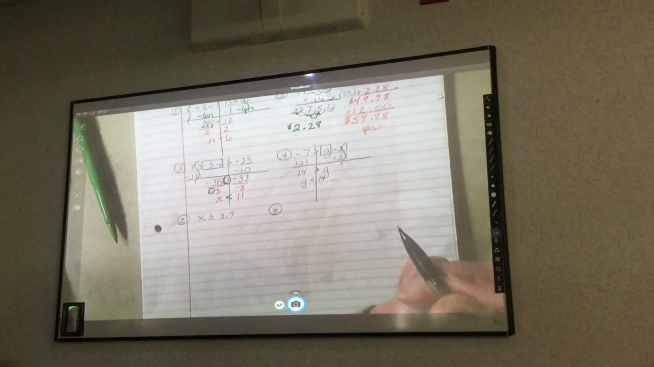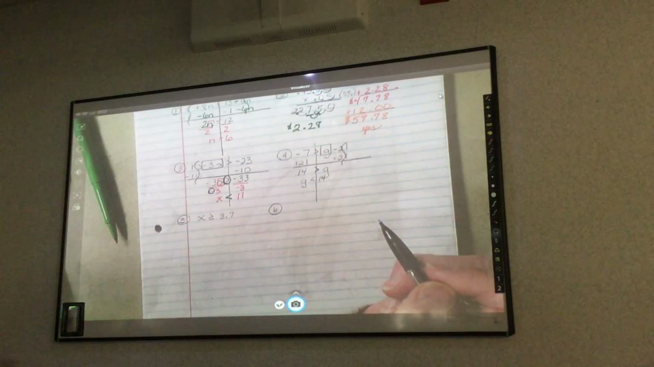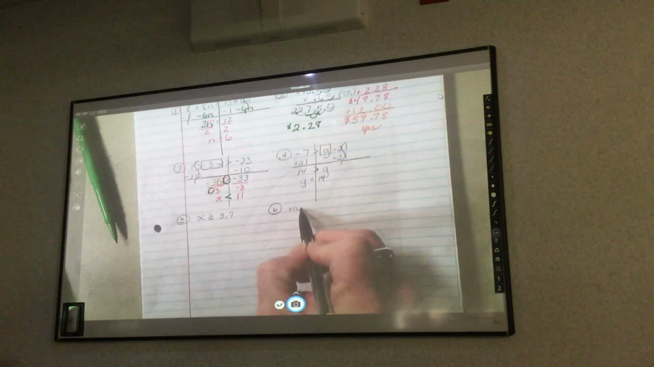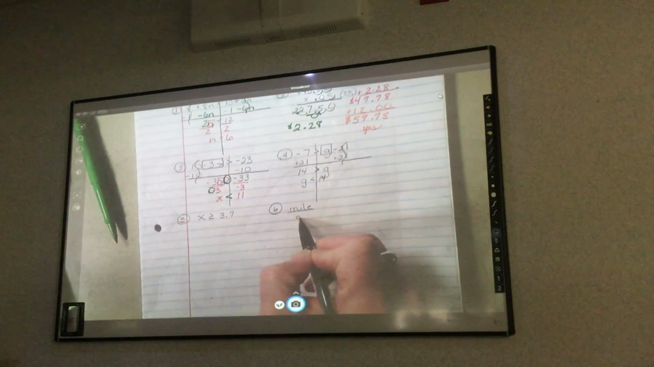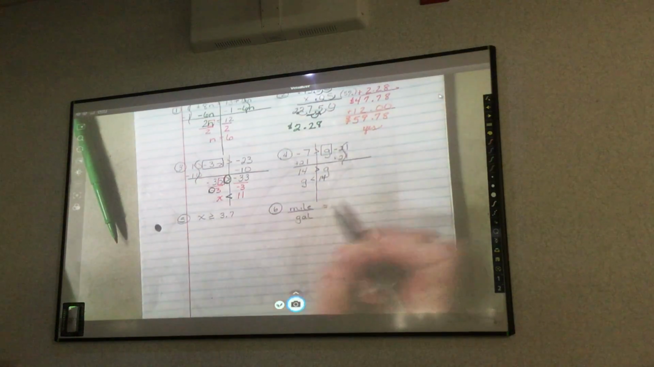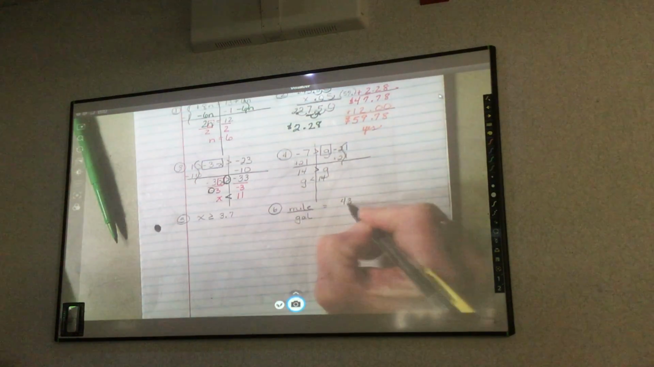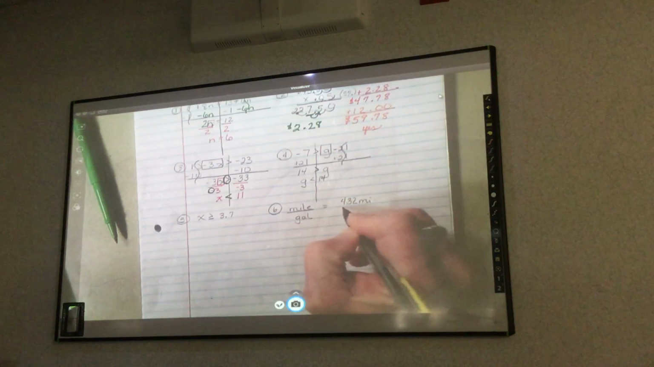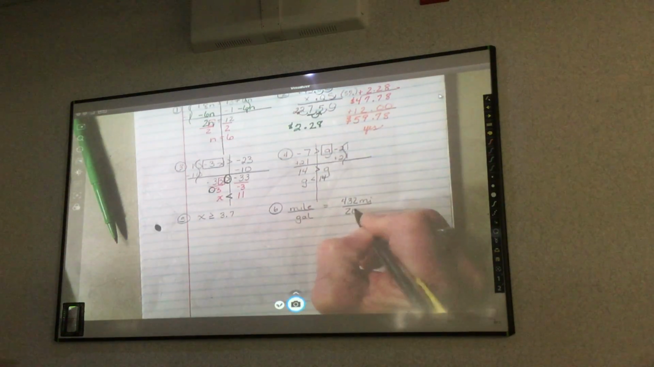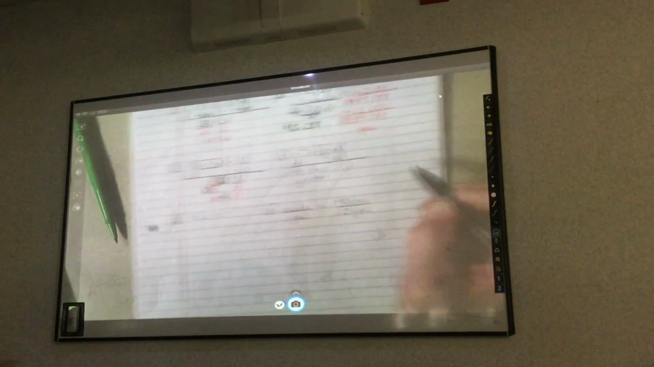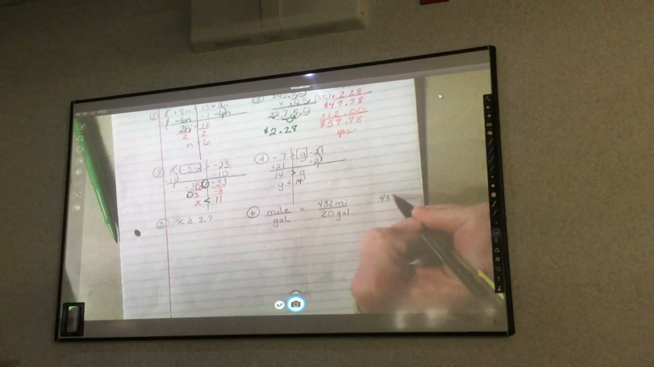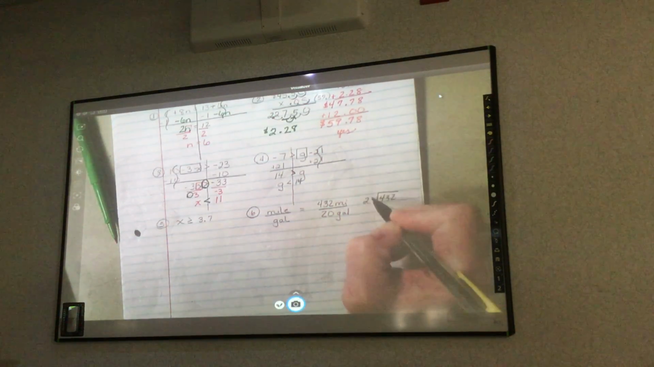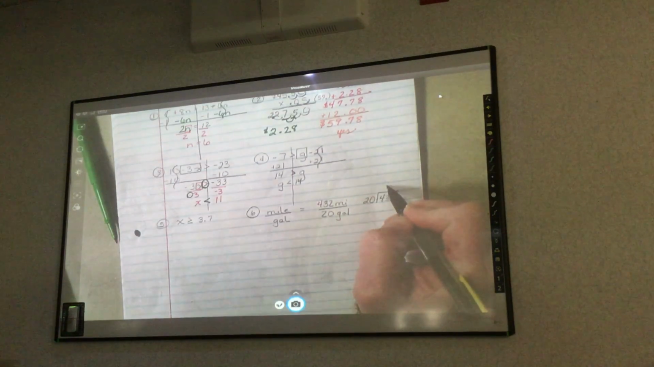John drove 432 miles on 20 gallons of gas. How many miles did he get per gallon? This is a ratio, miles per gallon. So then I set it up, 432 miles in 20 gallons. Then I do 432 divided by 20. 20 goes into 43 twice.